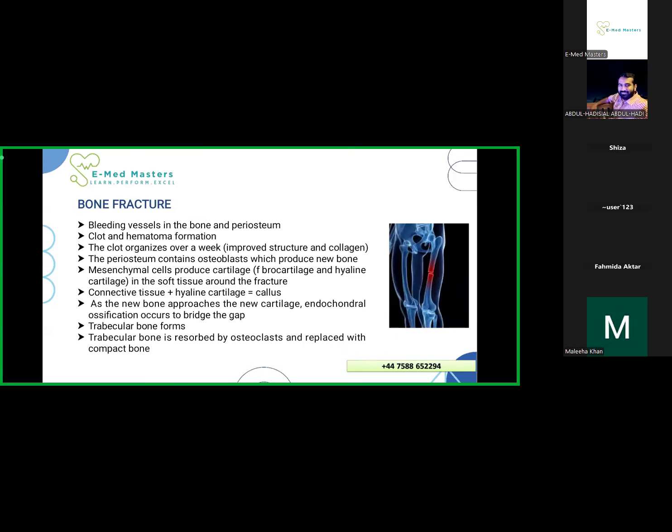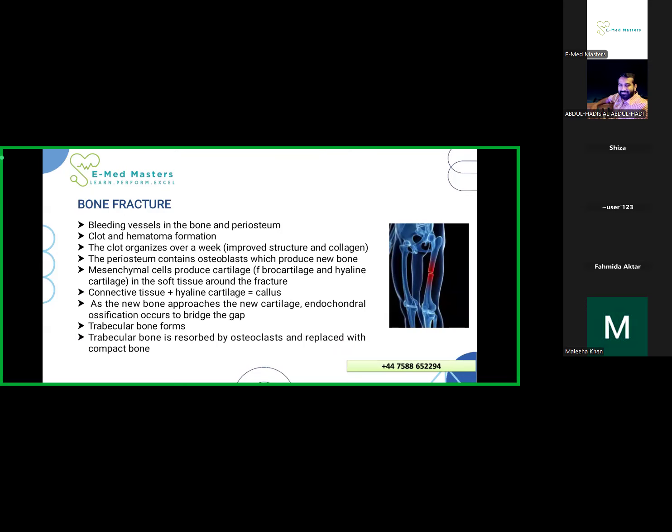Okay, so bone fractures. The basic biology behind the bone fracture is that there are bleeding vessels in the bone and the periosteum. So whenever a fracture is there, it extensively bleeds. First, there is hematoma formation, the clot. This is basically how the healing process continues. Initially the clot organizes over a week. Then the periosteum contains osteoblasts which produce new bone formation.